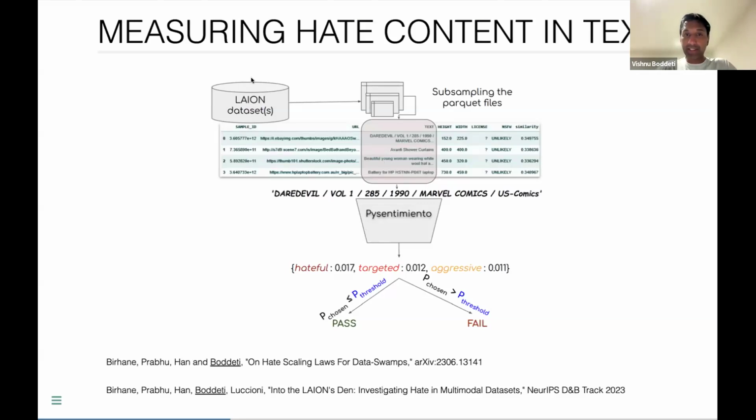So what we do is we take this data set, and this data set actually has pairs of images and text. That's what it has. So we looked at the images, the text, and we looked at the text sentences, and we tried to predict whether the text is hateful, or whether it's targeted at some particular races, or whether the text is aggressive, like is it being angry, or those kinds of things. So there's a system called Pysentimiento. It's a library. You can pass text into this library, and it will give you a probability score for how much of this is hateful content, targeted content, and aggressive content. So we actually used these predictions on the entire LAION data set, and we tried to measure how much this hate content changes when we make the data set bigger.